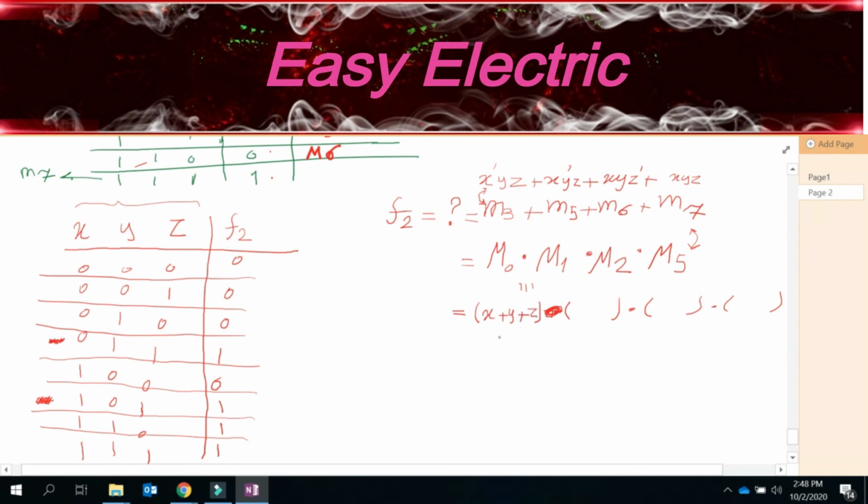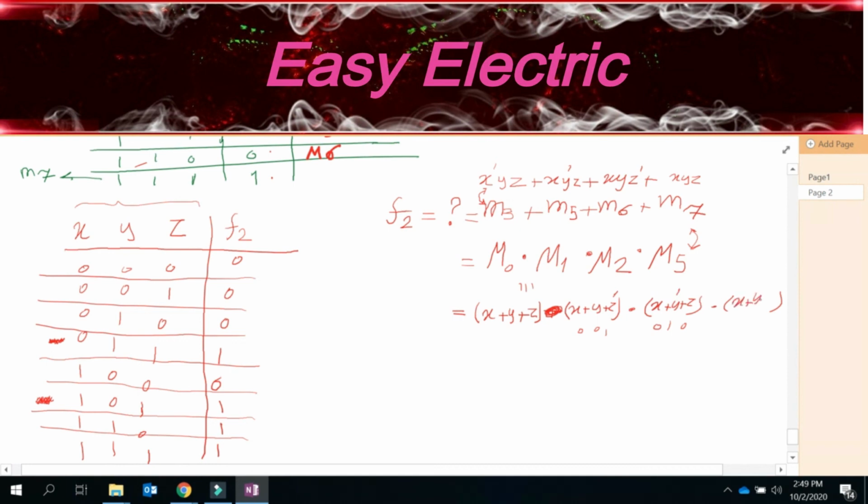I apply first the OR between the 3 variables. So M0 means all of them would be 0, no prime, right? So 0, no prime, and 1 gets the prime in the maxterm. M1, again, you put x plus y plus z. 1 is 0, 0, 1. Which one gets the prime? This one gets the prime. Then M2, again, you say x plus y plus z. What is the 2? It is 0, 1, 0. Which one gets the prime? The y.